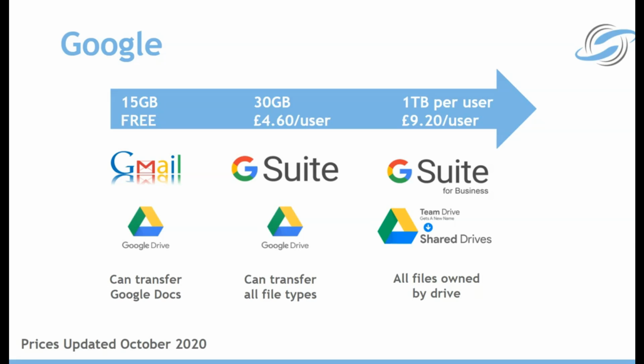The G Suite option starts a lot cheaper than the Microsoft. It's £4.60 per user. You get 30 gigabytes of storage, and it also allows you to transfer any type of file, so PDFs and videos and all the rest of it. However, you all need to have a license, and therefore it gets quite expensive. So if you've got 2, 3, 4, 5 part-time contractors and you want them all to transfer ownership of everything to you, then you need to pay for a license for each of them.